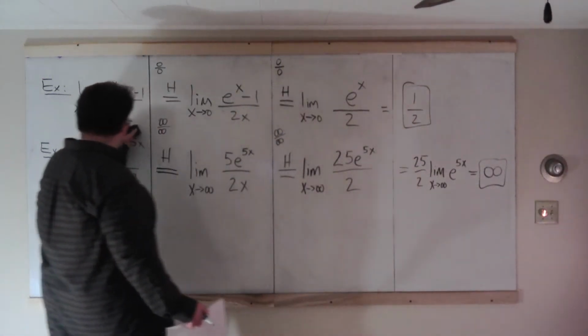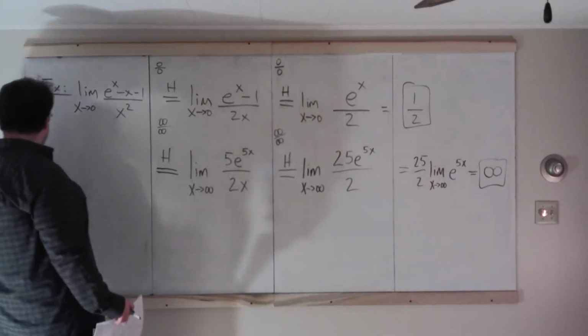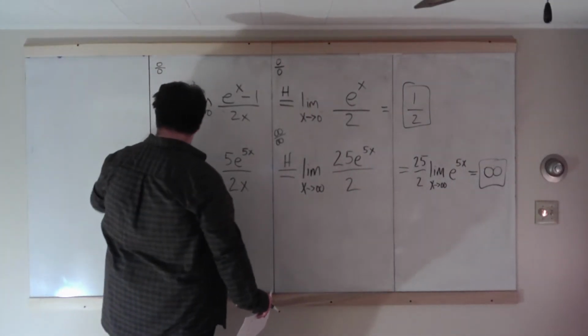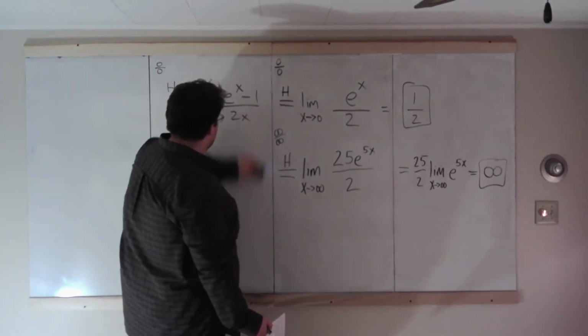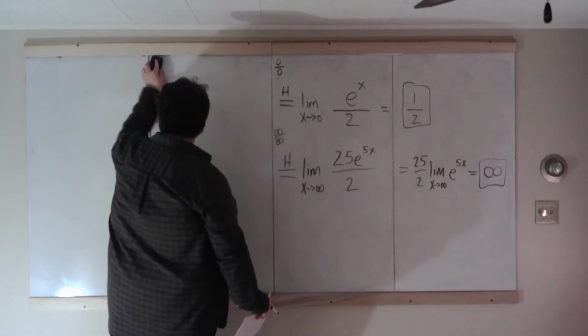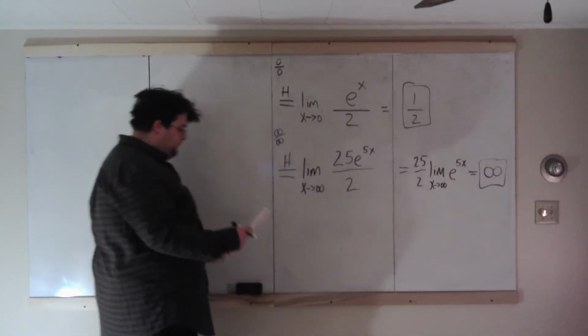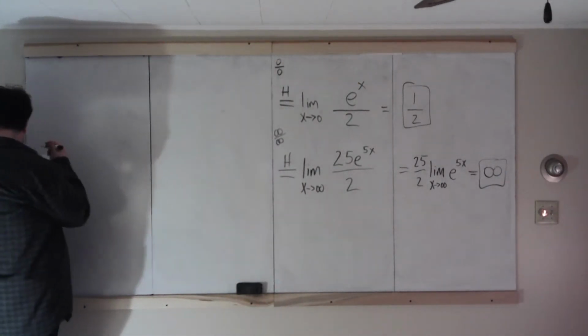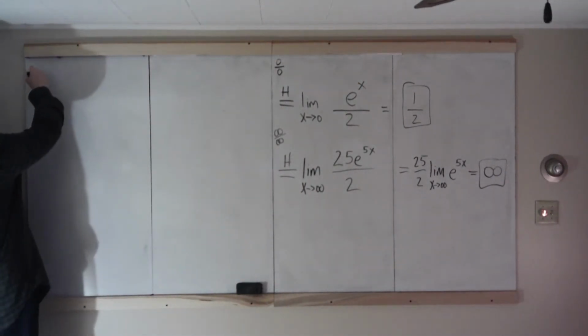So in both of those, we had L'Hopital's rule being applied twice. Let's do one more application of L'Hopital's rule. So that also works for limits as x goes to negative infinity, provided it takes the form. Example.